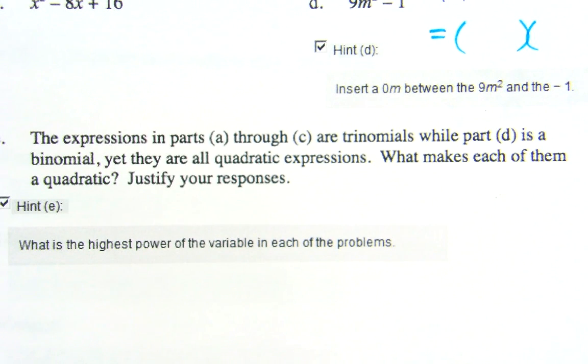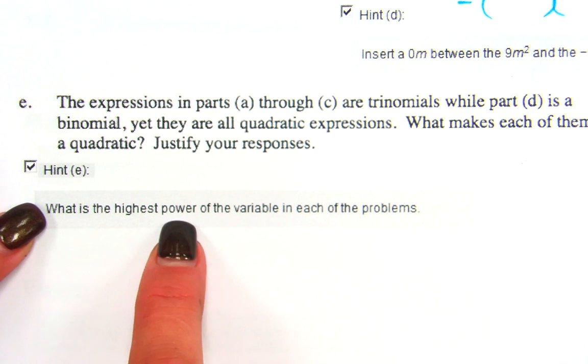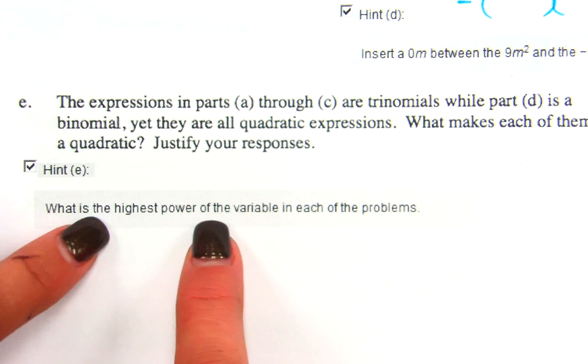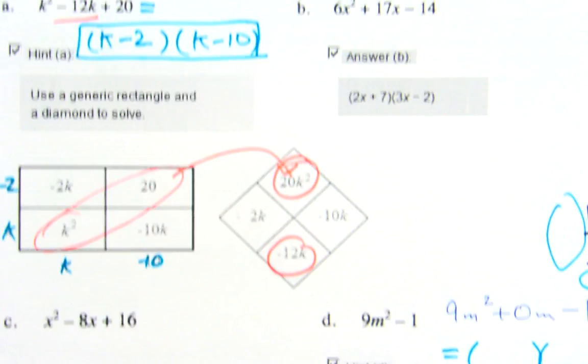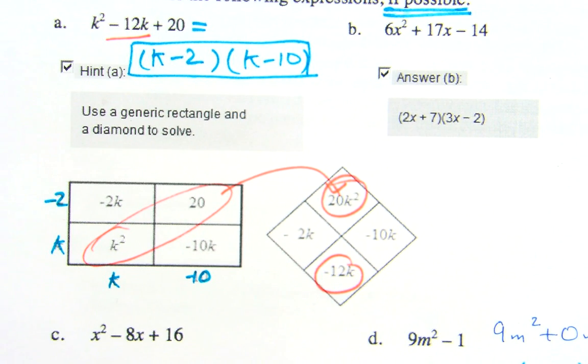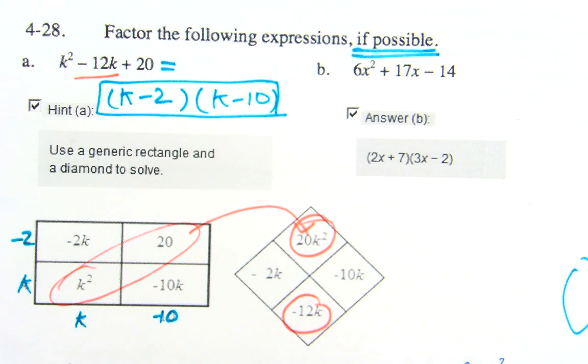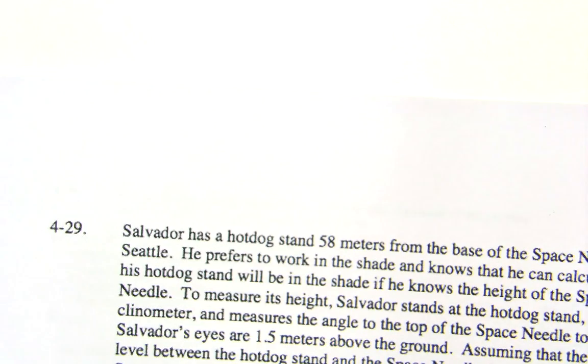And then part E says, for expressions in parts A through C, what makes each of them a quadratic? Justify your responses, and your hint is: what is the highest power? So what's the highest exponent of the variable in each of the problems? Well, that's what makes them a quadratic. So look at each of the ones that are up here, A, B, C, and D. What's the highest exponent? And then that's your quadratic. All right, so that was 28. If you need to pause because you need to finish up 28, please do so now. And then we're going to get started on 29 in a second.